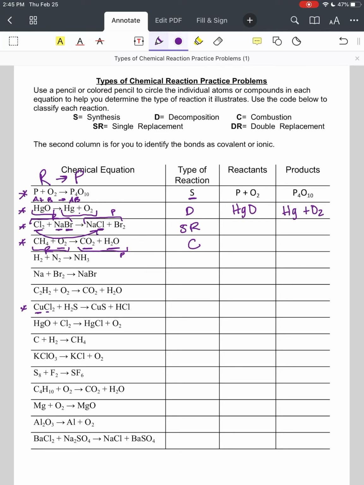Down here, this last one I have starred, I can see I have two things and two things. Okay? And then when I look, I can see that they've actually swapped. I have some things that have swapped places, right? The Cl and the S have both swapped, the chlorine and the sulfur. So instead of CuCl, I have Cu and S. Okay, so because two things have swapped places, that's a double replacement.